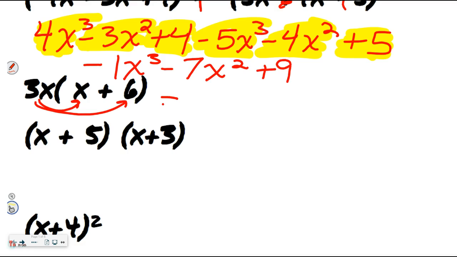And then, Nick, what's 3x times x? 3x squared plus 6. Perfect. All right. And what's 3x times 6? 18x. And you're done. See, you know what to do. Just make sure you know that's when you do it.